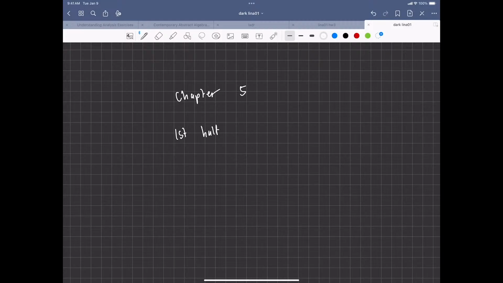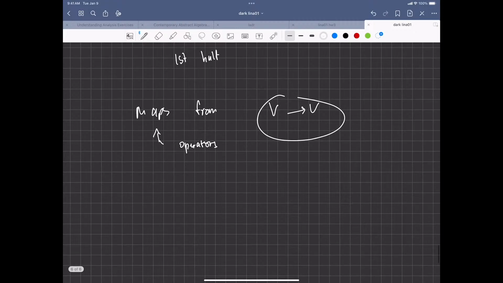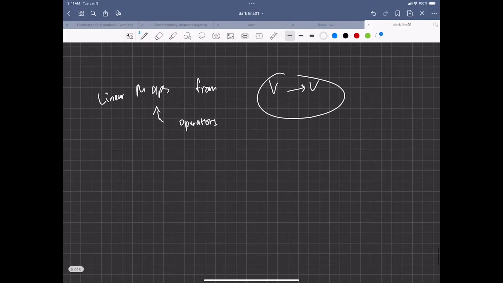The whole idea of this chapter is that we're looking at maps from a vector space V to itself. These maps are extremely important in linear algebra. They are called operators: linear maps from a vector space to itself. And it turns out these linear maps have very important properties.